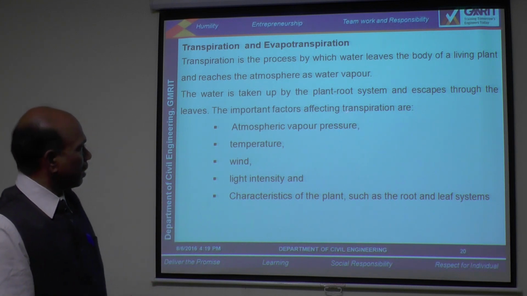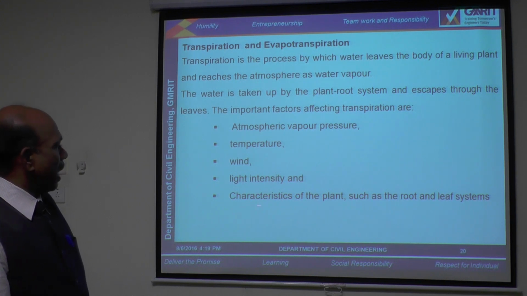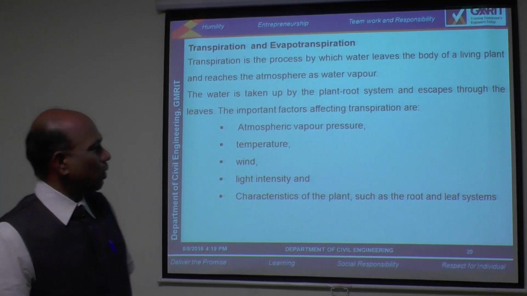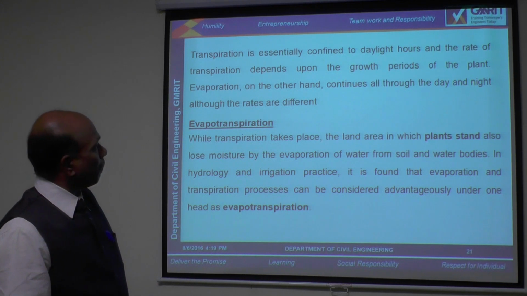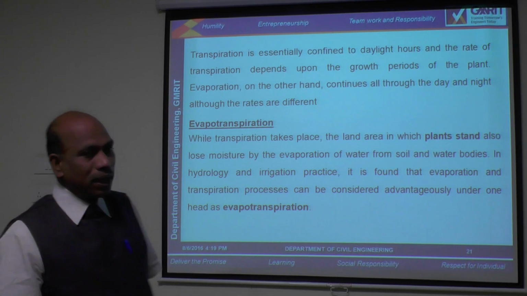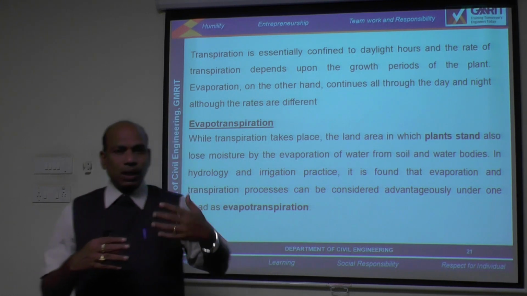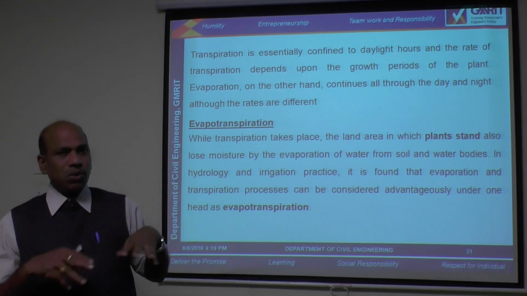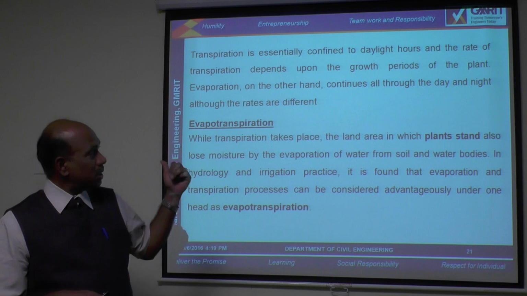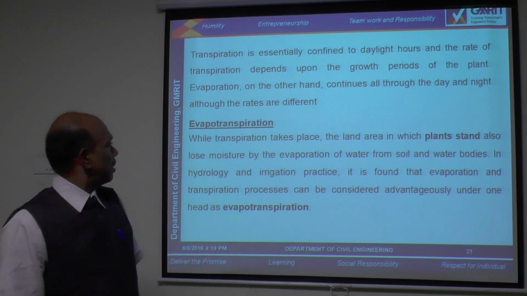What are the factors affecting the transpiration? They are atmospheric vapor pressure, temperature, wind, light intensity, and characteristics of the plant such as the roots and leaf system. Right. Transpiration is essentially confined to day hours only. That means for the conduction of transpiration, they need light. That's why transpiration continues only in day hours, whereas in the case of evaporation, it continues day and night.